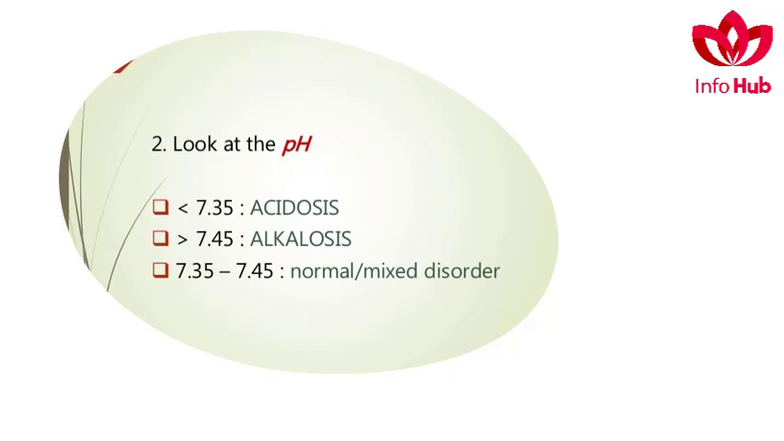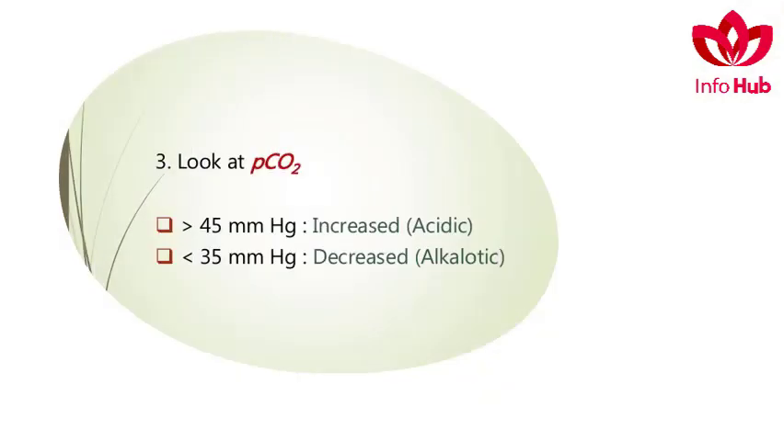If it is greater than 7.45, it is alkalosis. If the value is between 7.35 and 7.45, then either it's a mixed disorder, or it's a normal patient, or the patient has fully compensated. The next thing that you look at in arterial blood gases is PCO2.